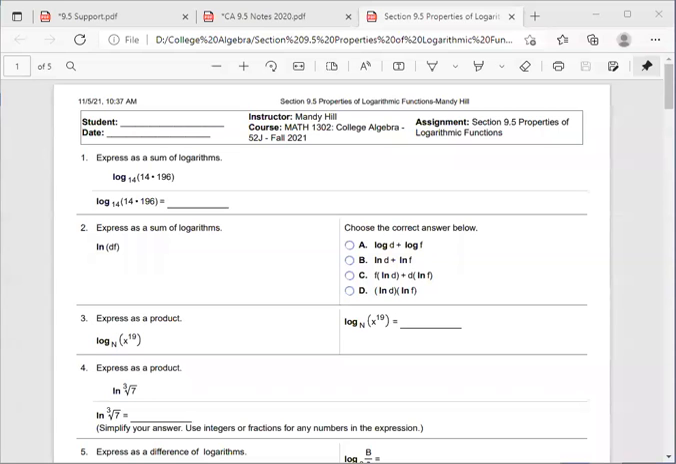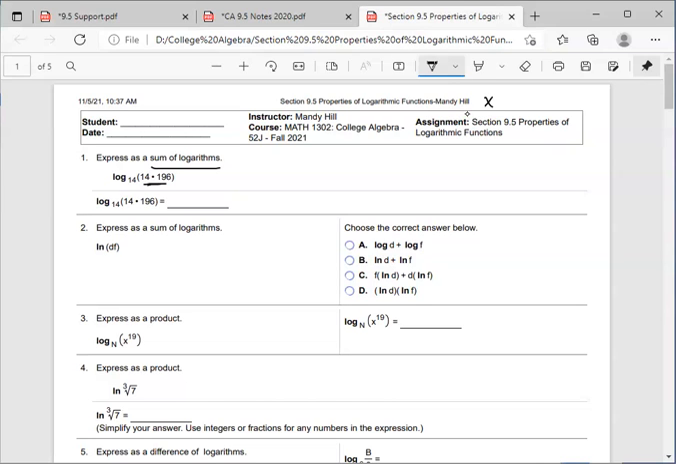Homework for 9.5. I did copy this for you guys, so you shouldn't have to be writing as much on this one. Except this says express this as a sum of logarithms. So they put it together as a multiplication. Multiplication goes with what? Addition.